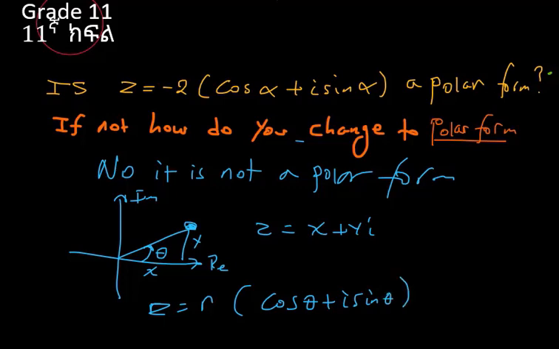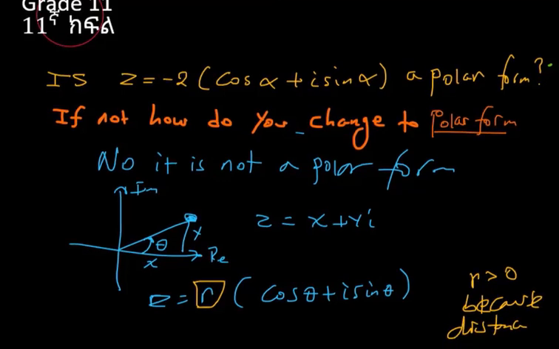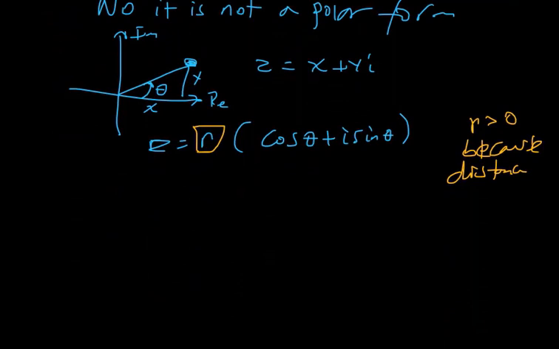This is the definition. The first thing, r should always be positive. Why? Because it is a distance, and distance is always a positive quantity. It is the distance from the origin to this point. Using the Pythagorean theorem, we square it, so we'll never have a negative radius or a negative distance. So we have to change it.